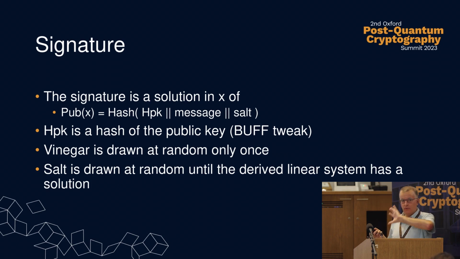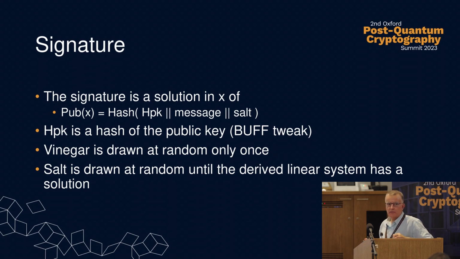Now, using the inversion for the signature, it is still a hash and sign paradigm, but instead of hashing only the message, we hash a hash of the public key, which is the BUFF tweak, the message, and the salt. And the salt also plays a role in the proof. So this is the reason for the presence of the salt. And also, for the sake of the proof, it is very important that the vinegar is drawn only once for each signature.